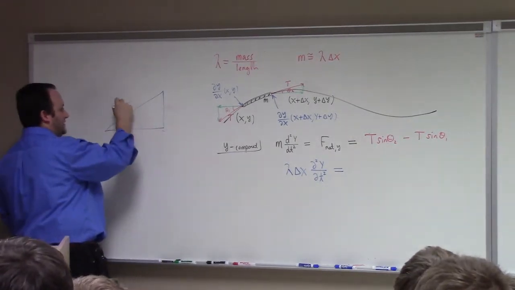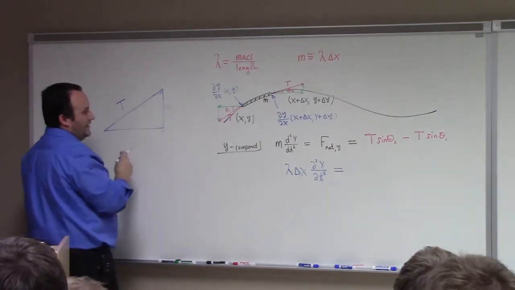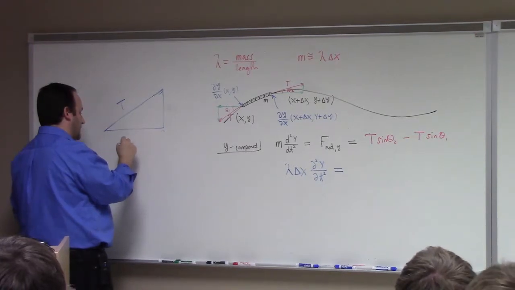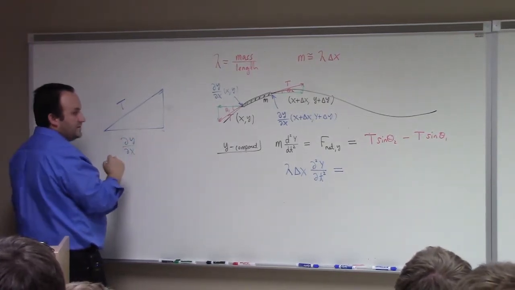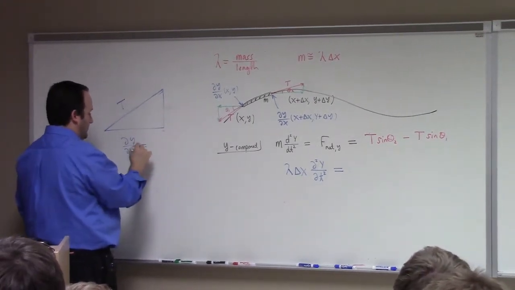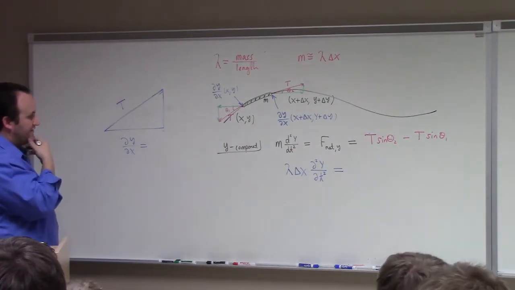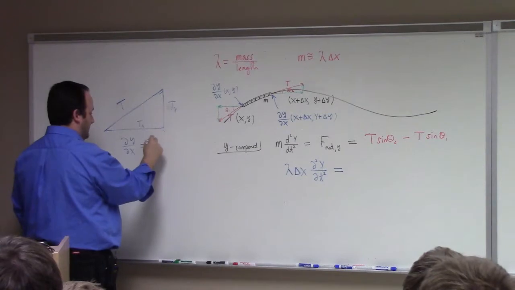So the magnitude here is tension, right? And we have partial y, partial x. How is it related to? Well, I mean, it's going to be the y component of the tension to the x component, right?